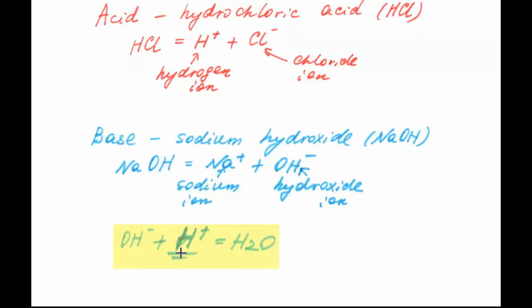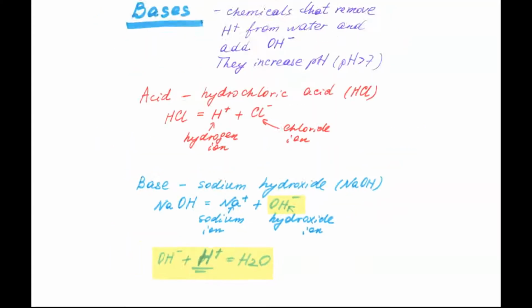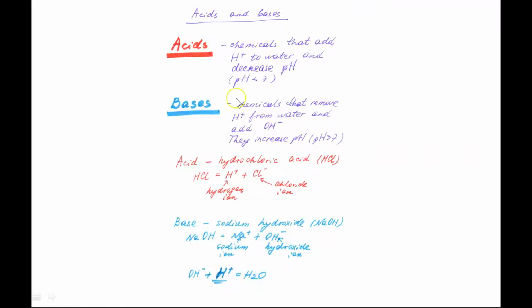So we will have two things happening when we dissolve sodium hydroxide in water. Number one, we will have more hydroxide ions. Number two, we will have less hydrogen ions. And actually, this is a good example of a base, because if you look at the definition of the base, it's very clearly indicated here that bases are chemicals that remove hydrogen ions from water and add hydroxide ions. And this is exactly what happens here in case of sodium hydroxide.